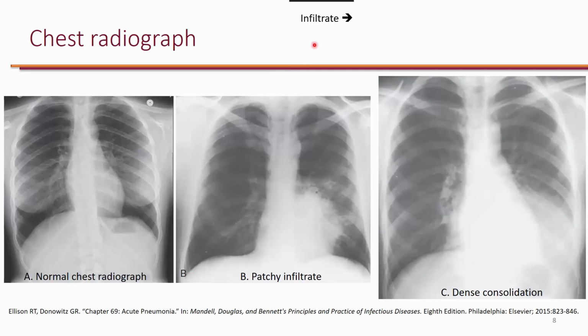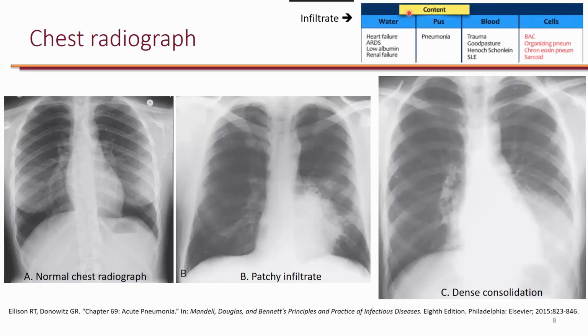These infiltrates, or increased opacities, which you will see in chest X-rays B and C, could be due to different things. Some of the possibilities include water in the lung. If you see water on the chest X-ray as infiltrate, it would be common in patients with heart failure who have fluid retention, patients with low albumin, for example. Cirrhotic patients also have fluid retention, so you will see these fluids as infiltrate on chest X-ray.